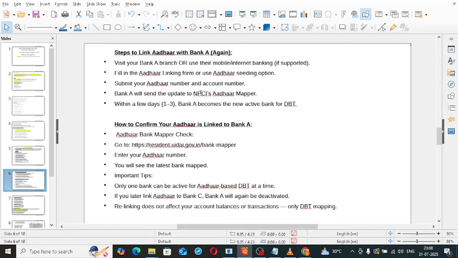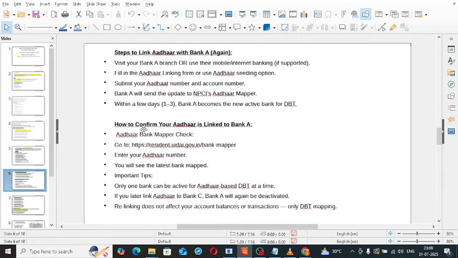Fill in the Aadhaar linking form or use the Aadhaar seeding options. Submit your Aadhaar number and account number. Bank A will send the update to the NPCI Aadhaar mapper. Within a few days, one to three days, your Bank A becomes activated. That is considered new in the NPCI Aadhaar mapper, because it is a newly initiated or newly activated mapping account.